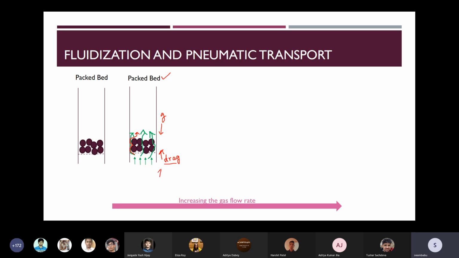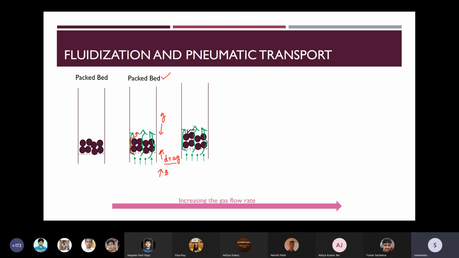So I will just write buoyancy B. Okay. When I increase the flow rate slightly, what will happen when the gravitational force balances the drag force and buoyancy force?